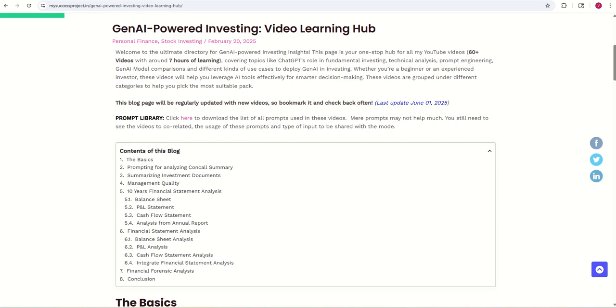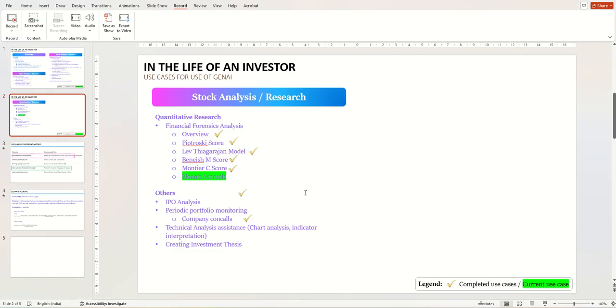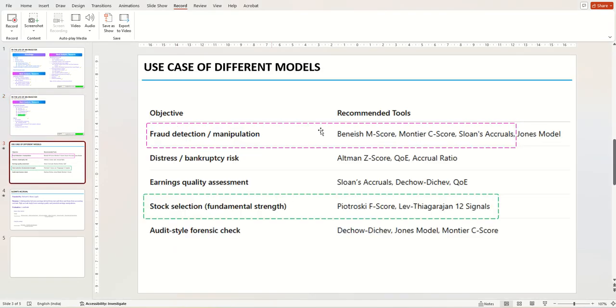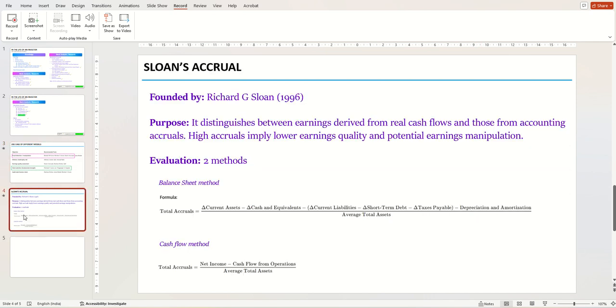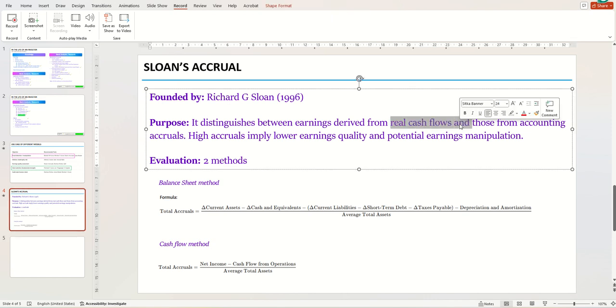So let me move to Sloan's model. Sloan's model is part of the fraud detection or manipulation models. We have completed the Piotroski score, Lev Thiagarajan 12 signals, Beneish score, and Montier C-score, and presently we are in Sloan's accruals. Understand the academic background: this was found by Richard G. Sloan in 1996. It mainly focuses on whether the cash is real cash or accounting accruals. Higher accruals mean the quality of earnings is less.